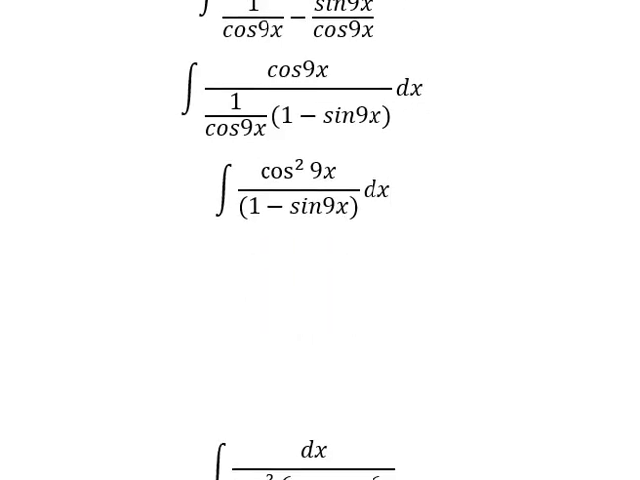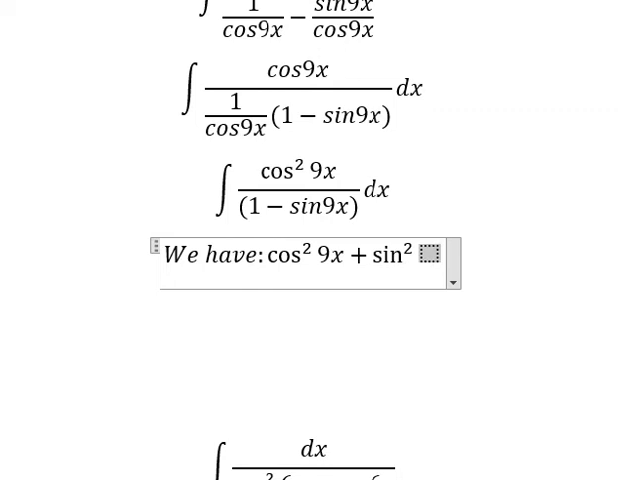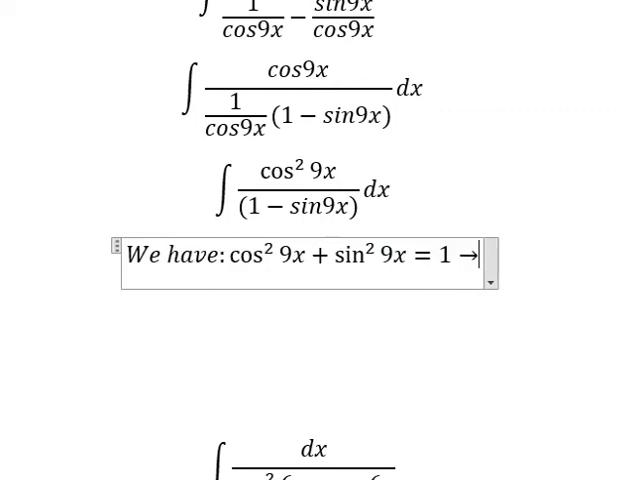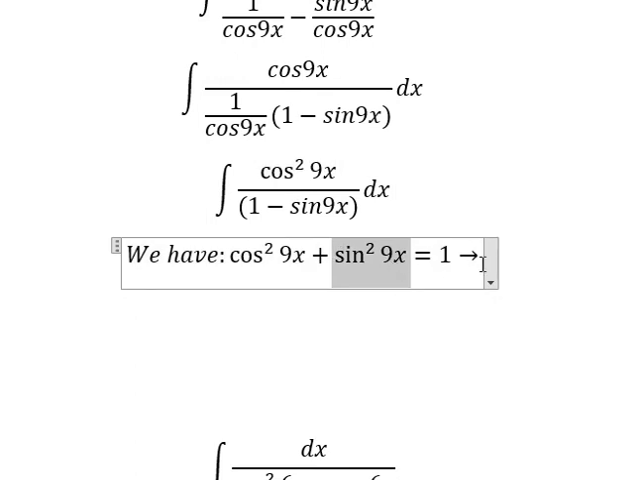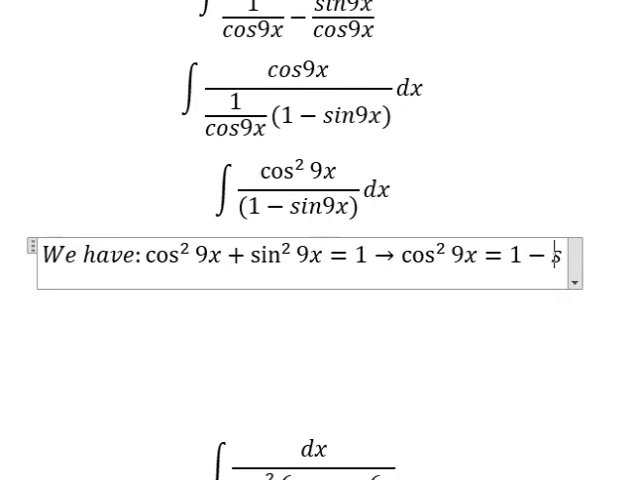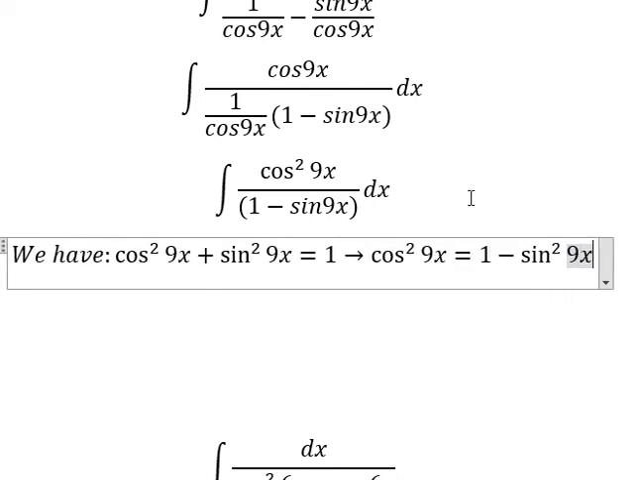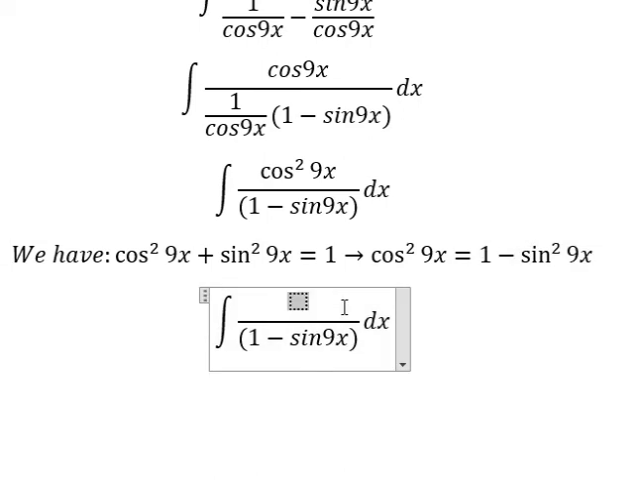Next, we have the formula in here. Cosine 9x squared plus sine 9x squared equals to number 1. So we have cosine 9x squared, so I will put this one go to the right, and you got about 1 minus sine 9x squared. So I will put this one go in here. We have 1 minus sine 9x squared.